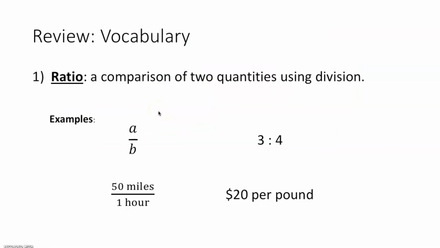Okay, the first thing we're going to do is review a couple vocab terms. So first is a ratio. That's a comparison of two quantities using division. So here we have A divided by B, or A to B. Here we have 3 to 4, or 3 for every 4. 50 miles for every 1 hour, or 50 miles per hour. 50 miles to 1 hour, or $20 per pound. $20 for every pound. These are all ratios.